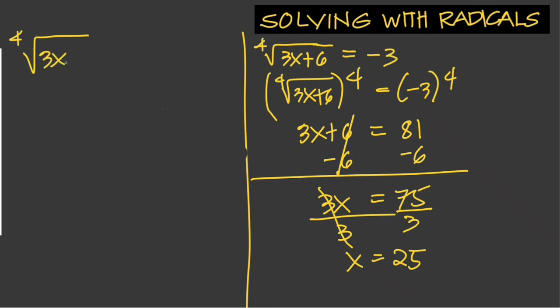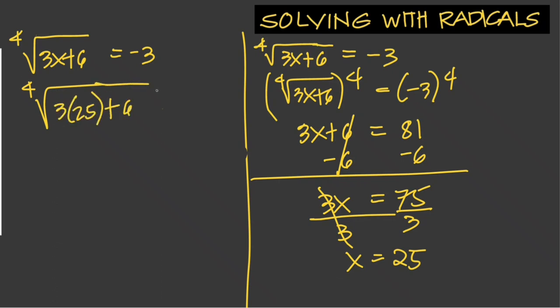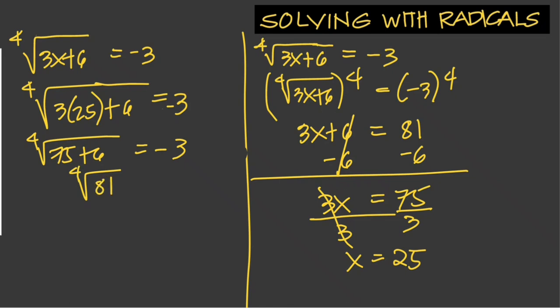Fourth root of 3x plus 6 equals -3. So this is the fourth root of 3 times 25 plus 6 equals -3. So 3 times 25, that is 75, plus 6 equals -3. Fourth root of 81 equals -3.